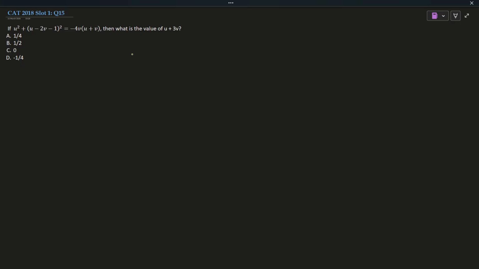So generally it's not possible to find the individual value of each of the variables, right? But when you see a square, always try to form a whole square, and you will understand why I am telling you this when I solve this question step by step. So you have u square plus u minus 2v minus 1 whole square. This is equal to minus of 4v into u plus v, right?